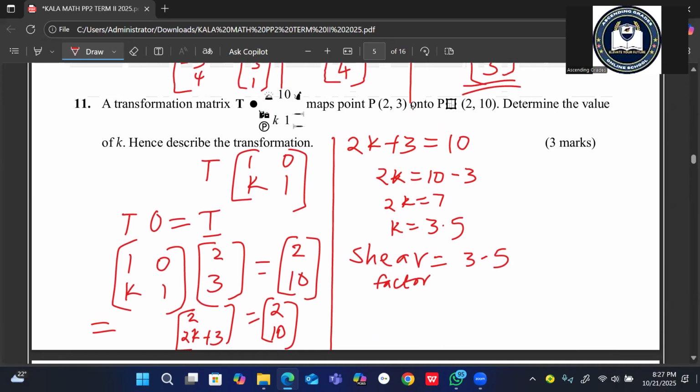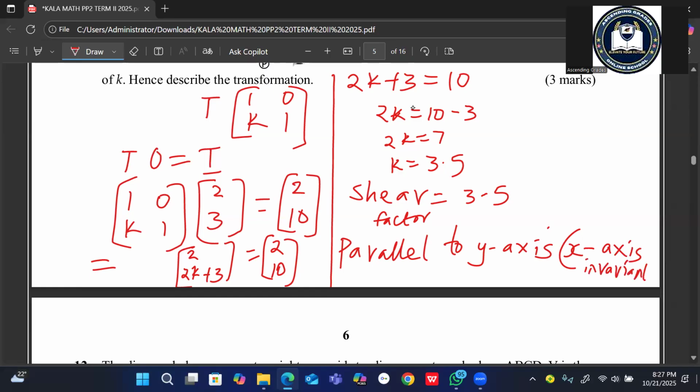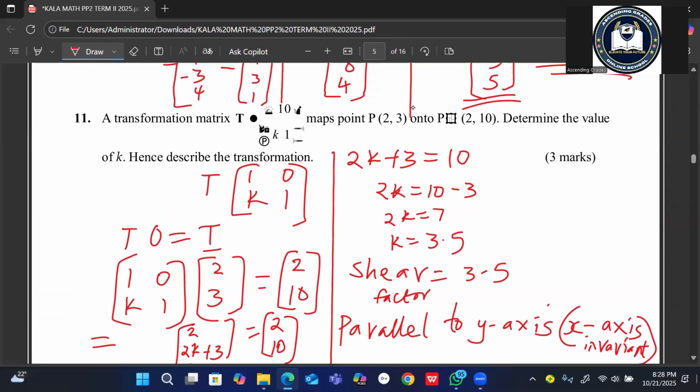We have been told to determine the value of k. K is 3.5, hence describe the transformation. So this transformation means that it is parallel to the y-axis. That is the same as x-axis invariant. So that is question number 11. From there, we go to question number 12.